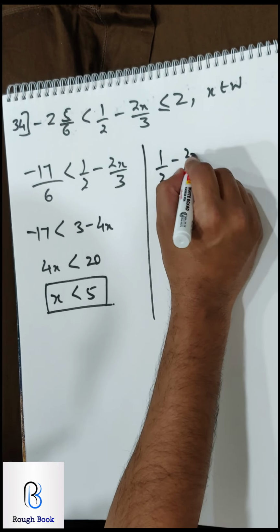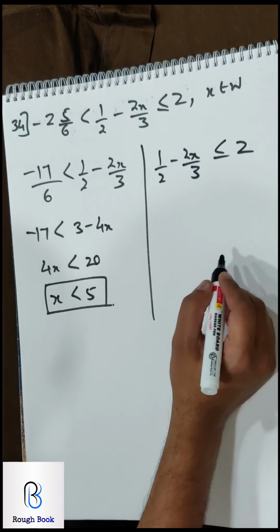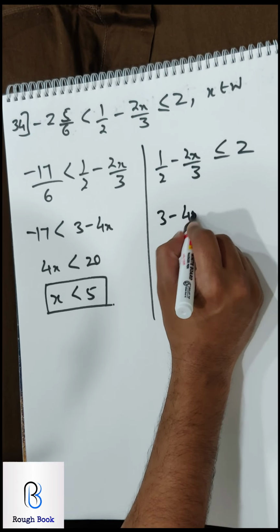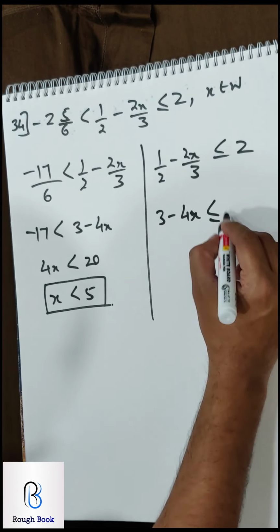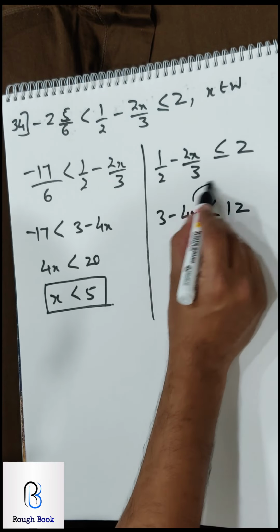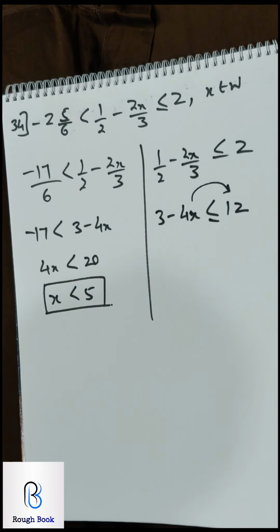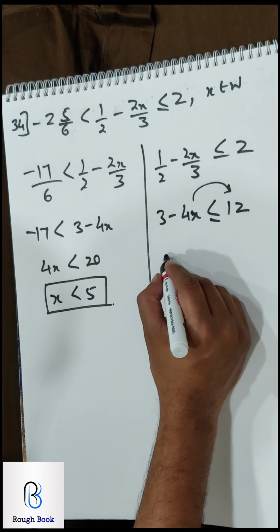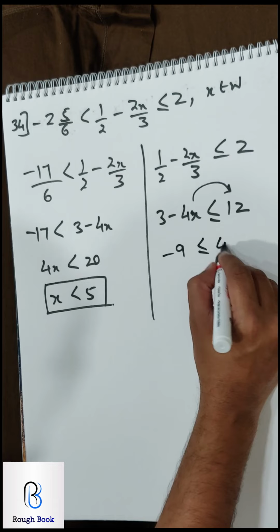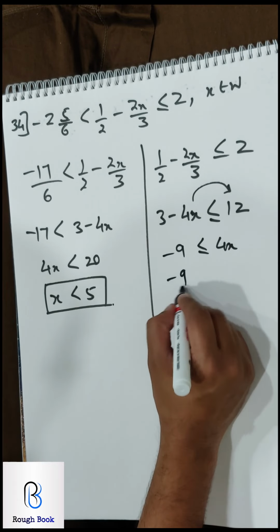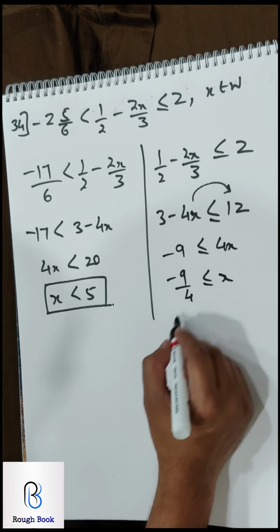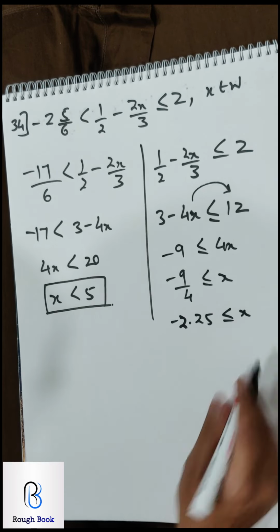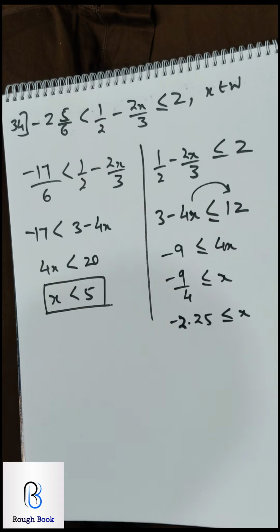Second part, half minus 2x upon 3 less than or equal to 2. Again LCM is 6, so 3 minus 4x less than or equal to 12. So pushing this on the positive side, if you remember yesterday I told you, so 12 coming here becomes minus 12, minus 12 plus 9 minus 9 and 4x, so 4 goes down, so 9 by 4, so I'm dividing, 2.25 is less than or equal to x.